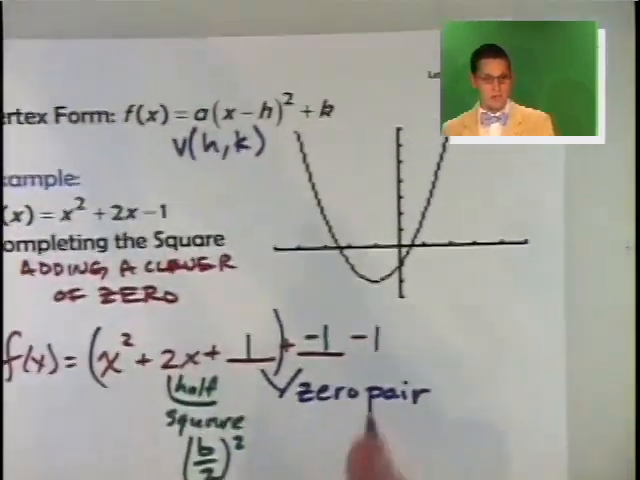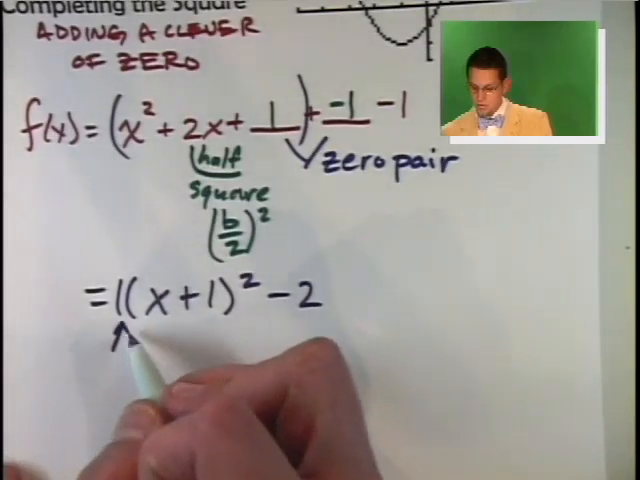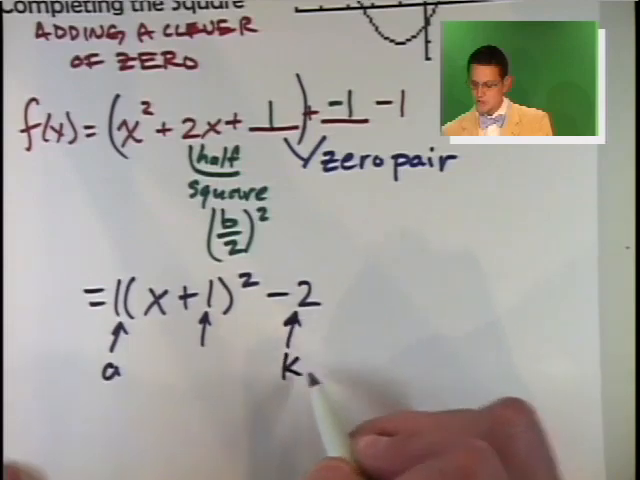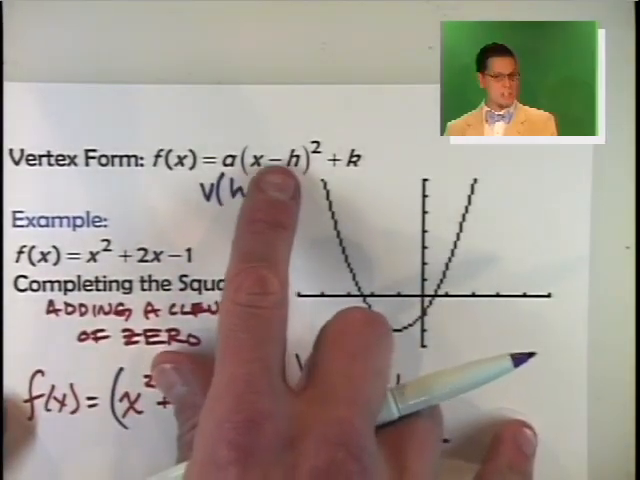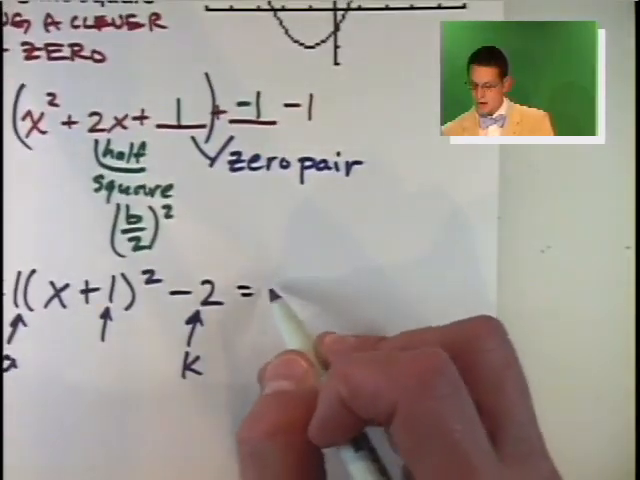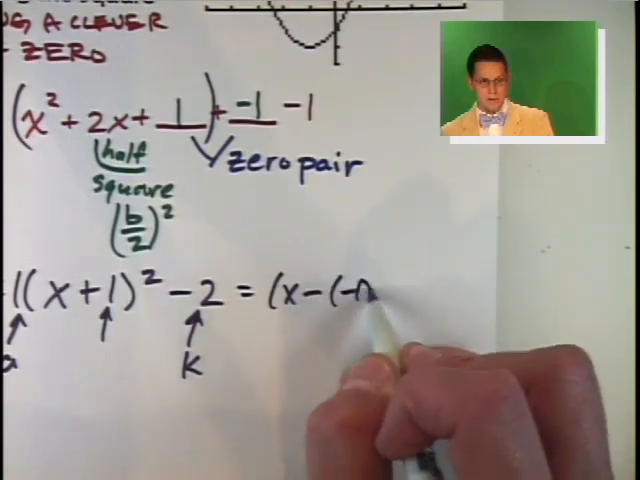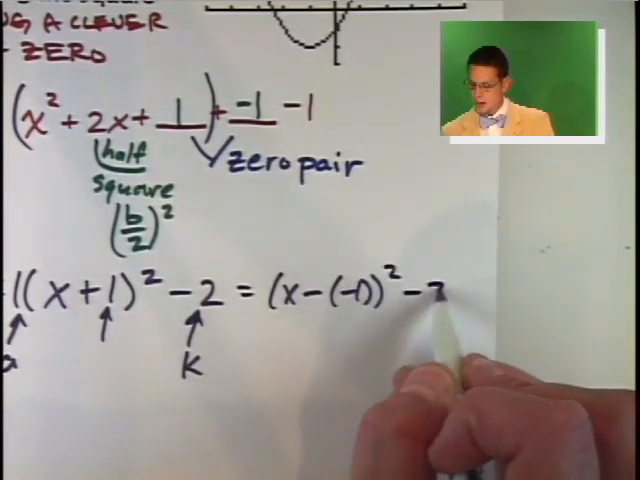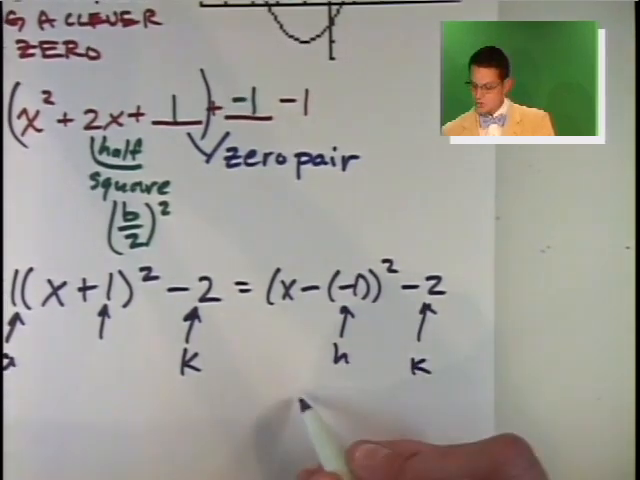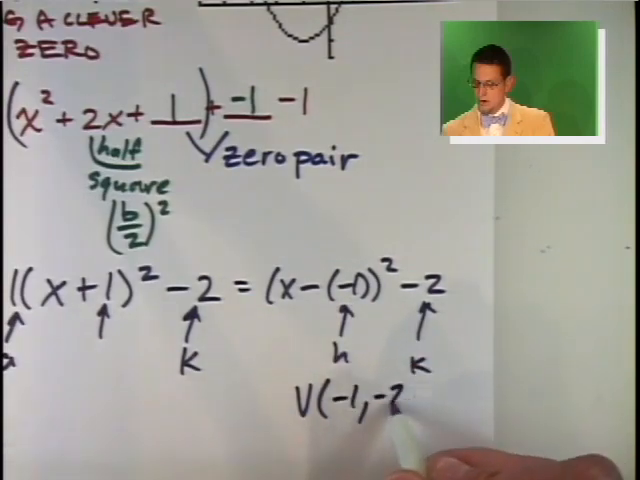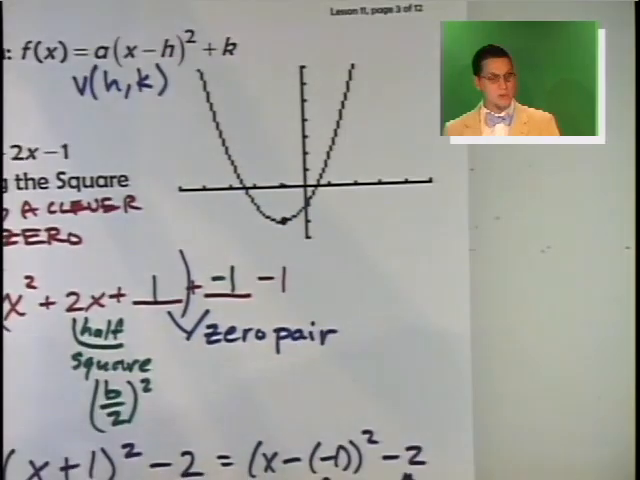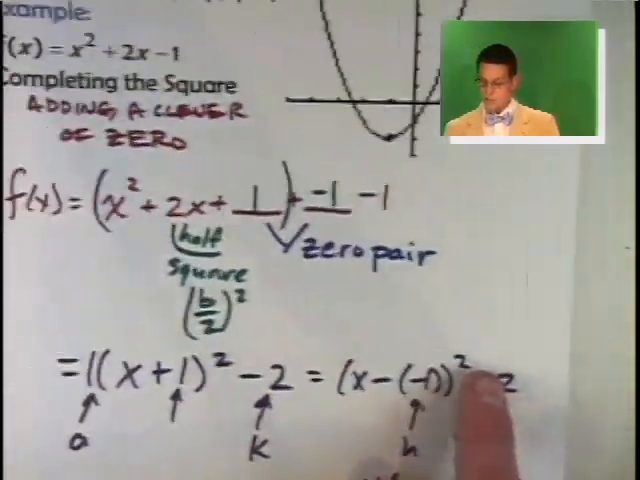And if you go back to vertex form, a, h, and k, this number 1 is my a. This is not my h, and I'll show you why in just a second. Notice the x minus. That's part of the vertex form. I have x plus. So what I need to do is rewrite this off to the side as x minus a negative 1, squared, minus 2. Now I'm staring at my h, and this is my k. So my vertex is at (-1, -2). And here's the same graph from the previous page, (-1, -2), the one that we did by hand. And now we know where the vertex is.